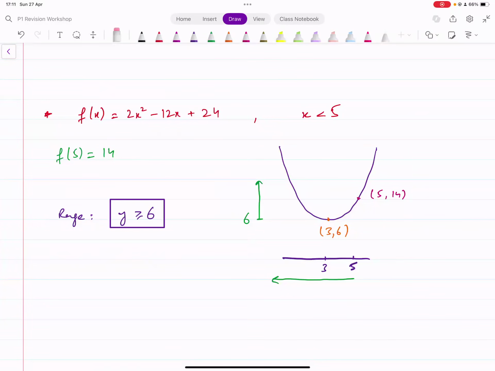That turns out to be 14. Mark that point on your graph. Now, this is what the graph is going to look like. It's a U-shaped curve. You mark the turning point. Where is this point going to be?